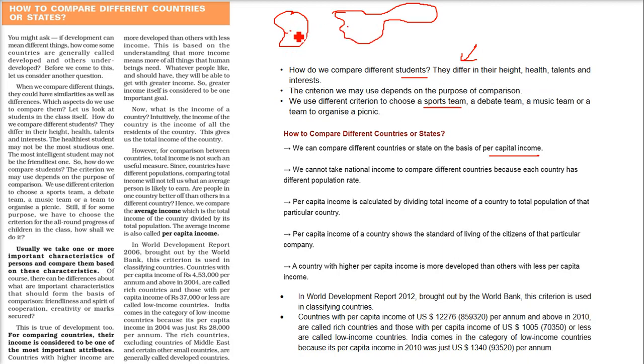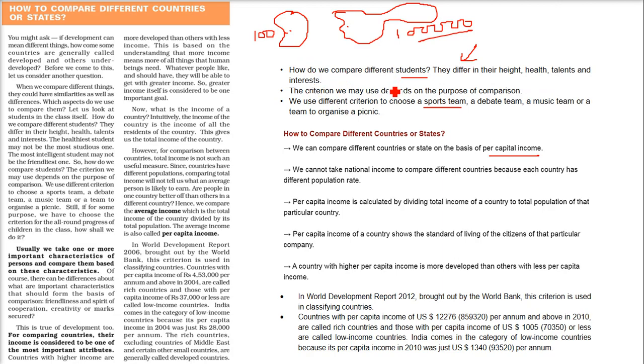But we cannot take national income to compare different countries, because this country may have, say, 100 people. This country may have, say, 1 lakh citizens. How can you compare them? Right? We cannot take the national income to compare different countries because each country has a different population.